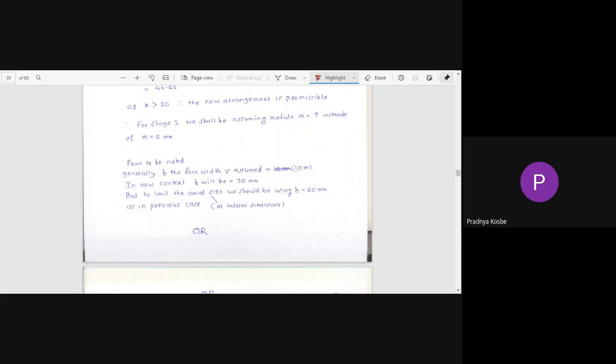So now generally face width is assumed to be 10 times the module, so as module is 7 mm, it will be 70 mm. But to limit the axial size, we will limit this up to 60 mm. Okay.